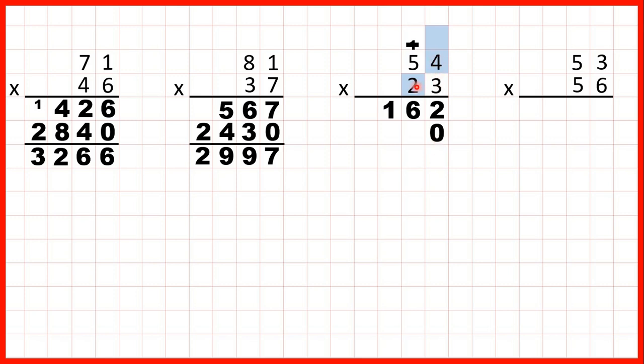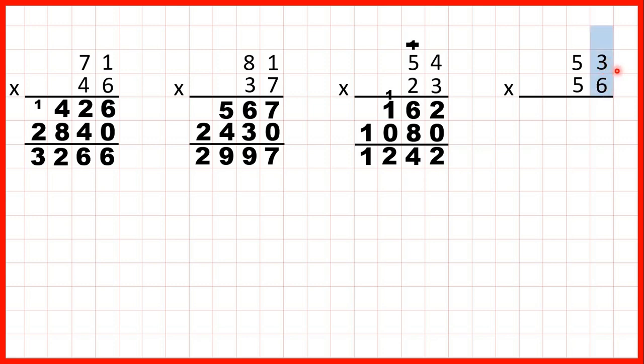So now 4 times 2 is 8, so we can just write 8 in our answer line. And now 5 times 2 is 10. We don't have any more digits to multiply, so we can write 10 in our answer line. Now 2 plus 0 is 2. 6 plus 8 is 14, so 1, 4. 1 plus 1 plus 0 is 2, and nothing plus 1 is 1. So the answer to 54 times 23 is 1,242.